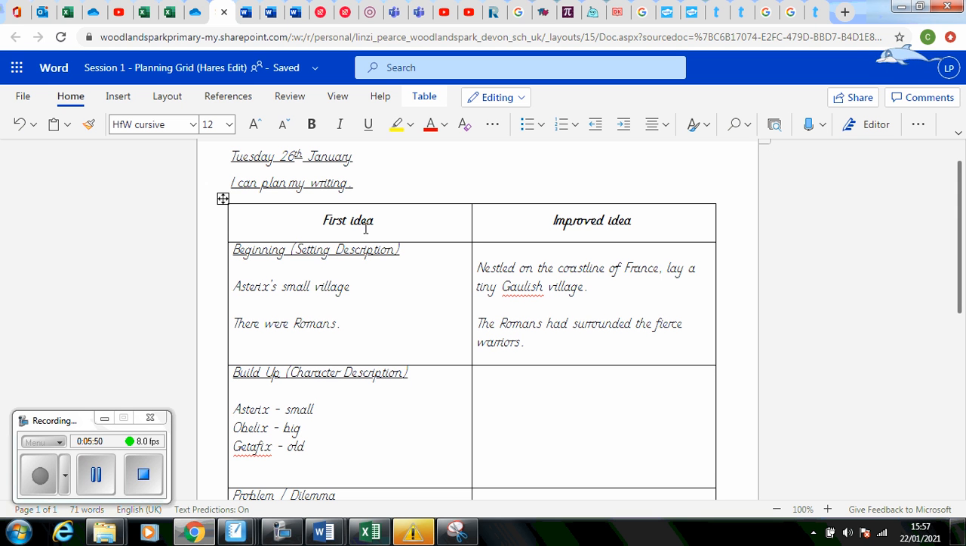First of all, jot down your first ideas using your story mountain and the setting and character descriptions that you've already written to help you. And then I want you to look back at some of that rich vocabulary to get your best ideas noted down, those lovely sentence starters that are going to help you when you're writing tomorrow.